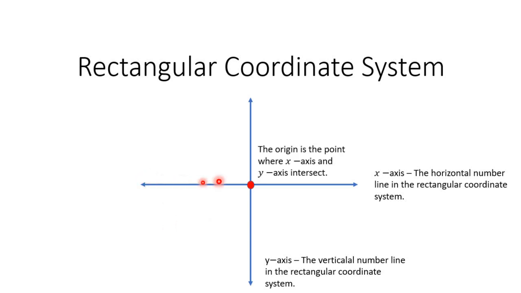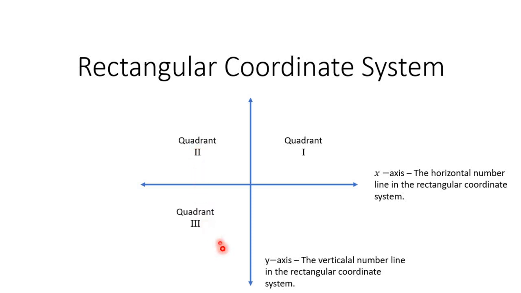The two number lines separate the plane into four regions. The first region in the upper right-hand corner is called the first quadrant. The second region is the second quadrant, going counterclockwise. The third region, the third quadrant, and the fourth region is called the fourth quadrant.